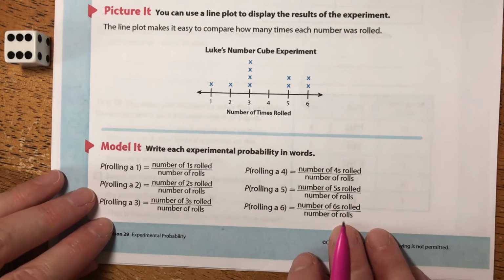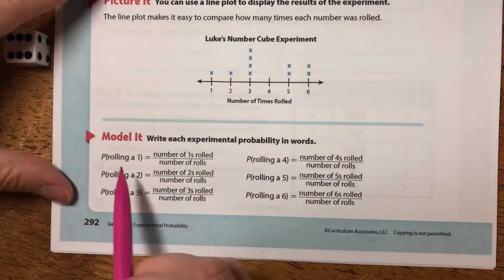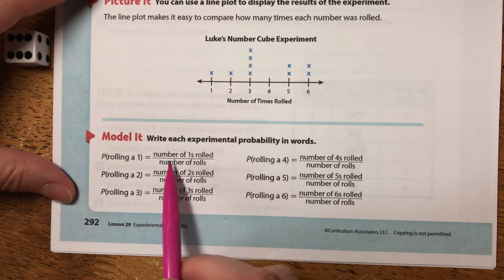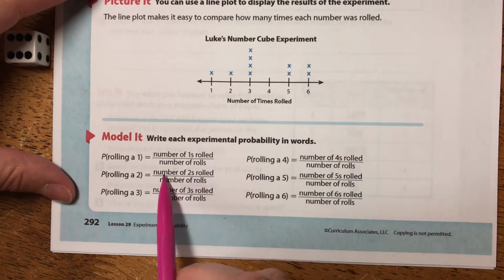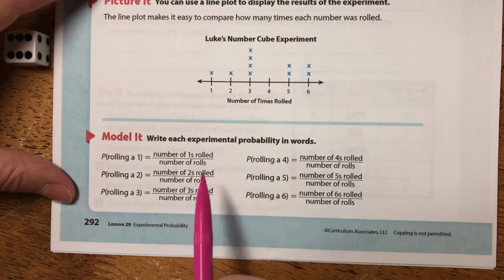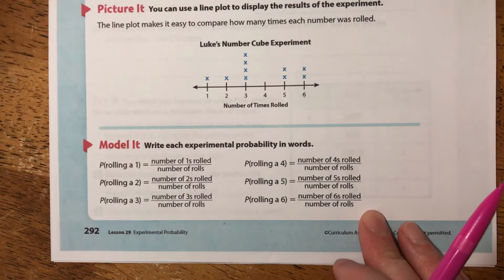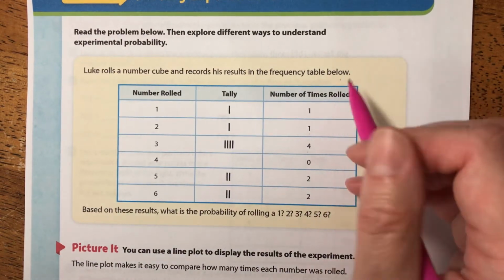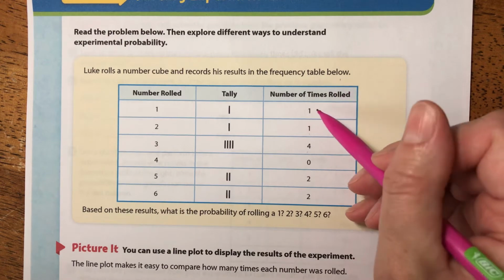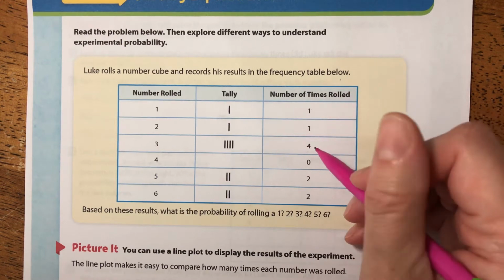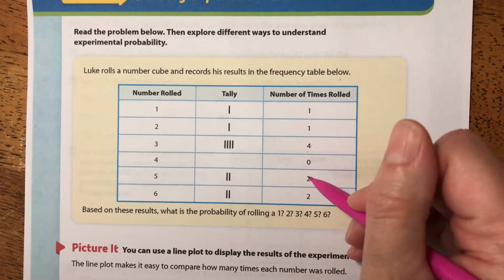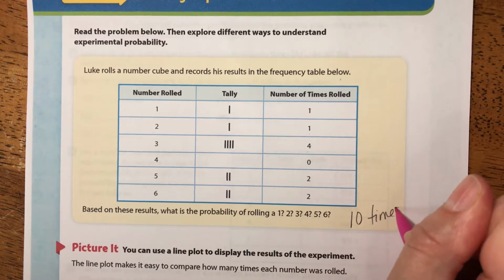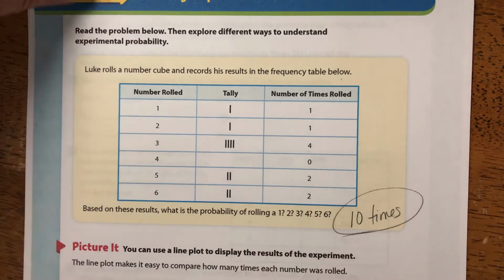Okay? Now, here is the probability of rolling a 1. Okay, the number of 1s that he rolled over the total number of rolls. The number of 2s that he rolled over the total number of rolls. Okay, so I need the total number of rolls. So let's go back up here and see how many times he rolled this thing. So I'm just going to kind of add them as I go. 1, 2, plus 4, 6, none, 7, 8, 9, 10. So he rolled 10 times. We need to know that total. That's important. Next page.